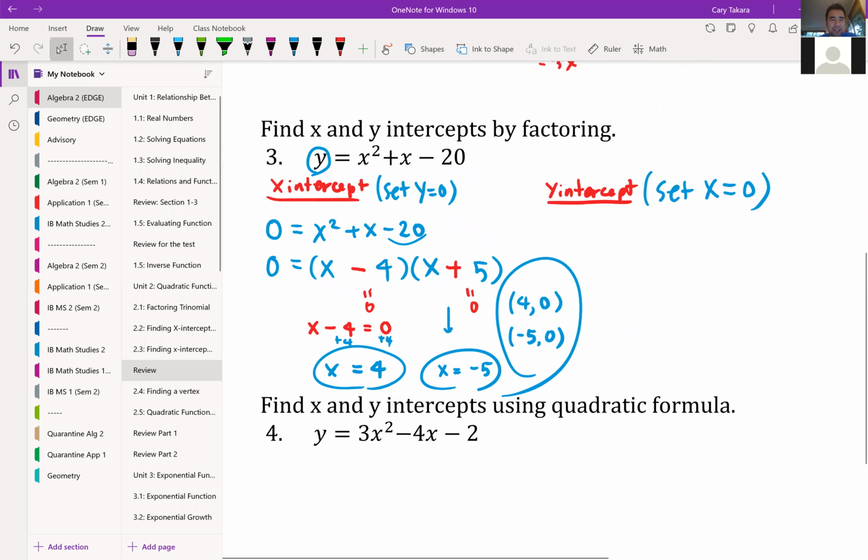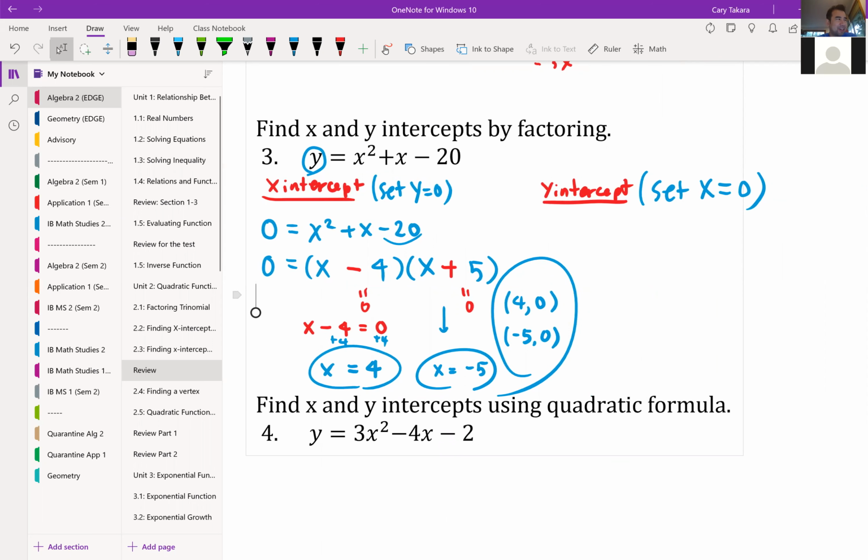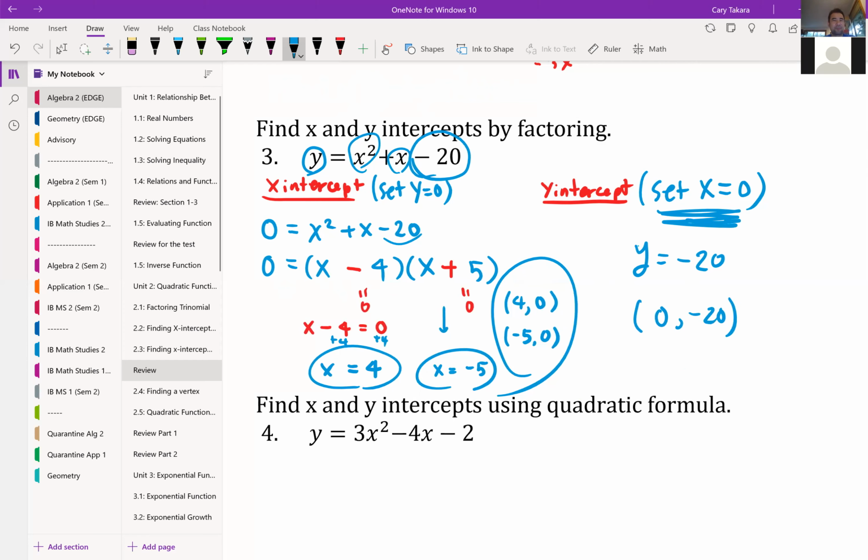And what is the y-intercept? You don't have to do anything, right? Is everybody okay on that? If you set x to 0, if all the x turns into 0, what do you have left? You're just left with the last number, negative 20, right? So the y-intercept, you don't have to write anything. It's just negative 20, okay? Or 0, negative 20, okay?